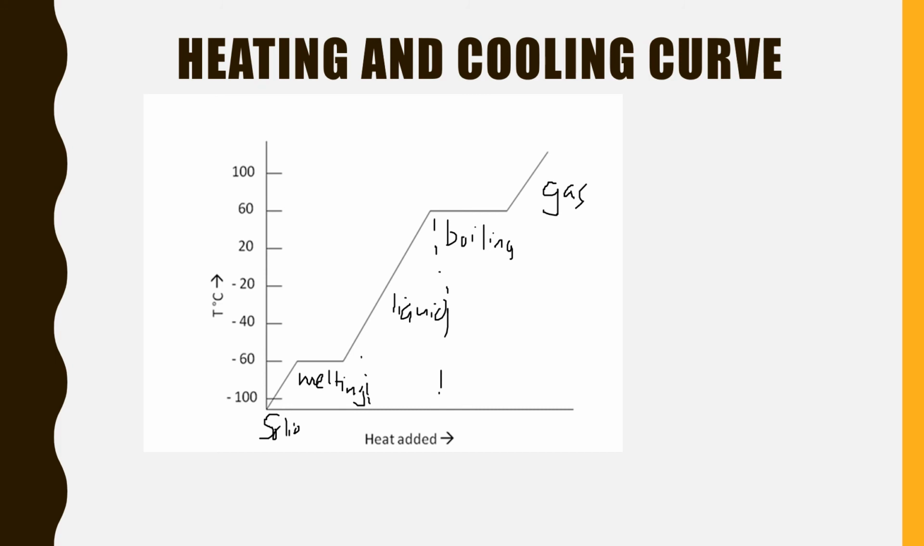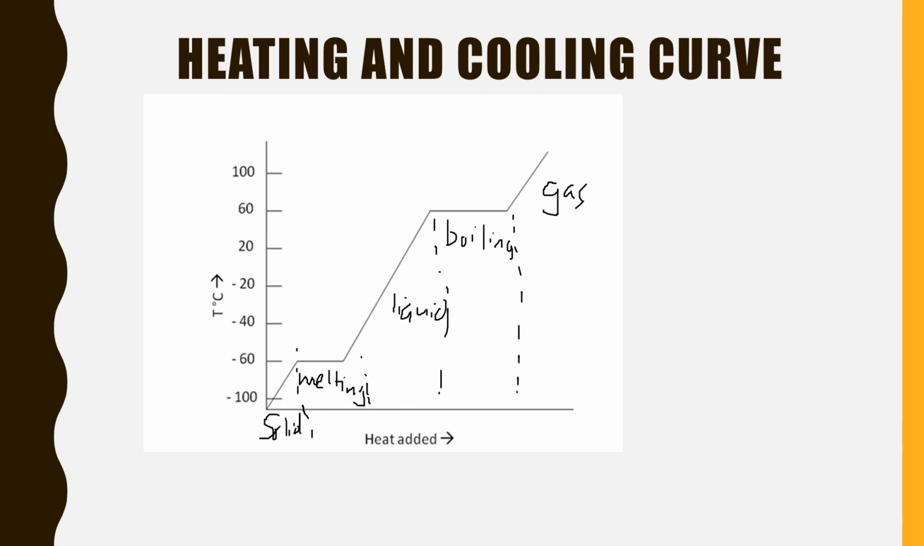The reason the line goes flat is that is the point where it's undergoing a phase change, and it remains at a constant temperature during a phase change. So there will always be 5 sections to a heating curve and a cooling curve. You have warming the solid, melting, warming the liquid, boiling, and then warming the gas.